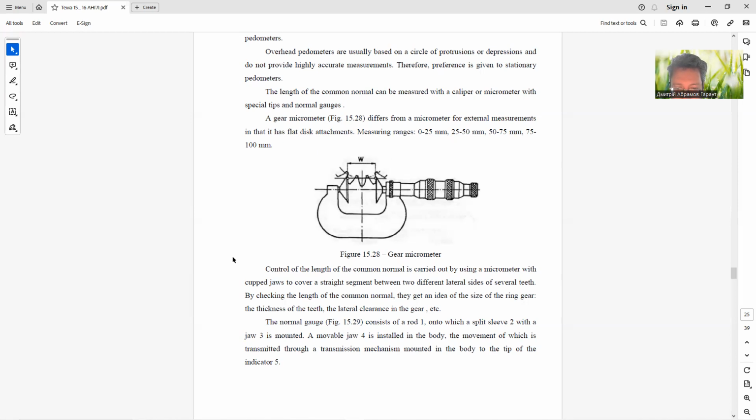The normal gauge consists of a rod 1 onto which a split sleeve 2 with a jaw 3 is mounted. A movable jaw 4 is installed in the body, the movement of which is transmitted through a transmission mechanism mounted in the body to the tip of the indicator 5.